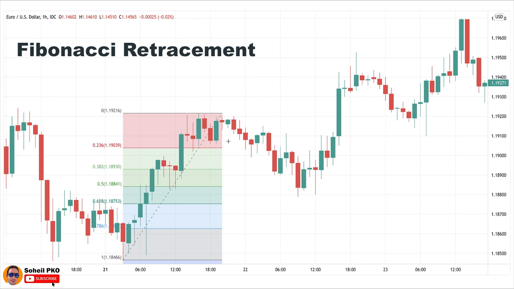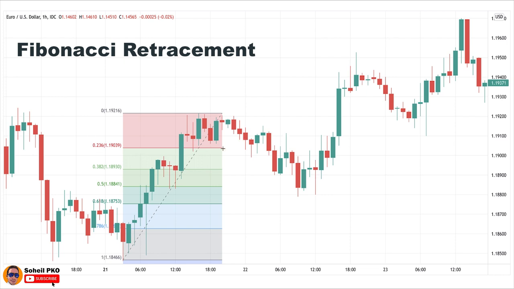The whole idea with these levels is that they provide support levels in the pullbacks when the price is in an uptrend, or resistance levels when the price is in a downtrend, and they help us in counter trend movement to forecast where the price is going to stop and turn back in the direction of the trend, which provides us the opportunity of entering a trade in the direction of the trend.